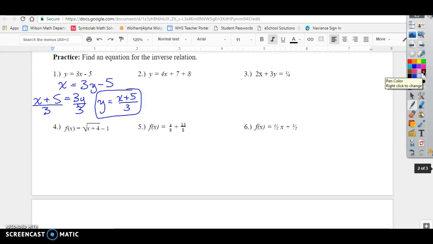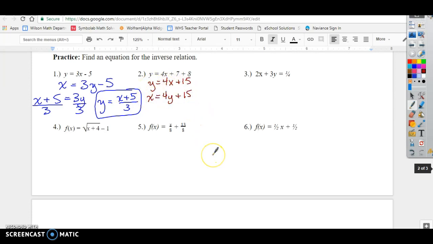Number 2. Okay. Before I actually do any switching, I see that I can make this 15. So if I can simplify it first, I'm going to do that. Now, I'm going to do like I did in number 1. I'm going to switch my x and my y.